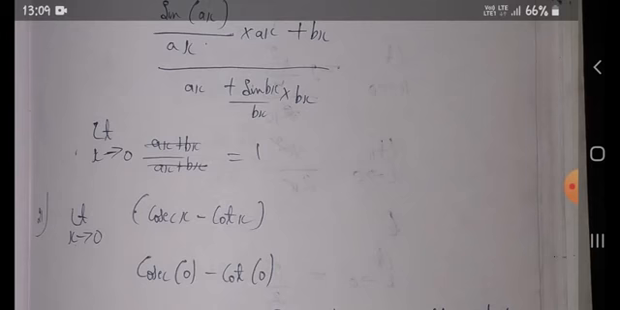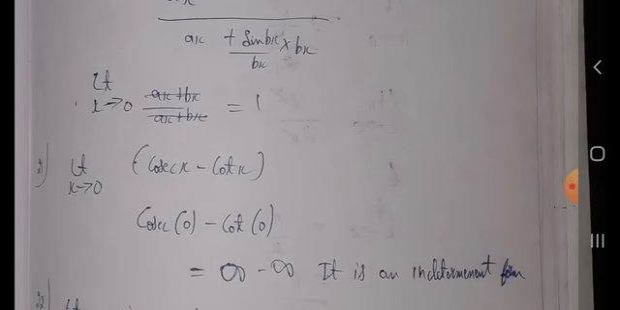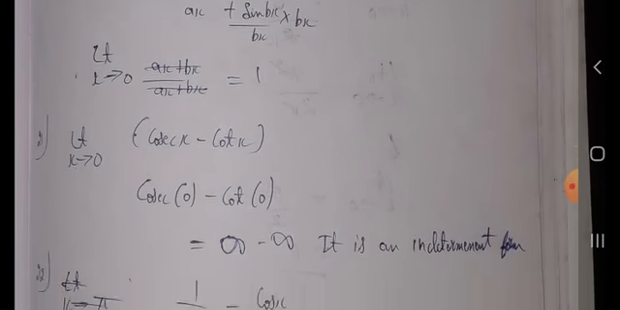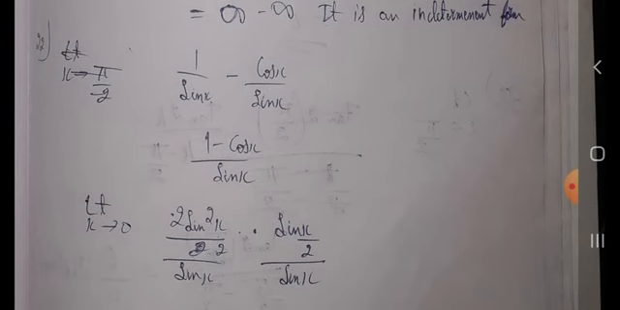Next, cosecant x minus cot x. Let us take x as 0 again, so cosecant 0 minus cot 0 is indeterminate, both are indeterminate, we cannot do anything. What we can do is write 1 by sin x minus cos x by sin x, so 1 minus cos x by sin x, because sin x is common. Then 2 sin square x by 2 over 2 sin x by 2 cos x by 2 we can write.